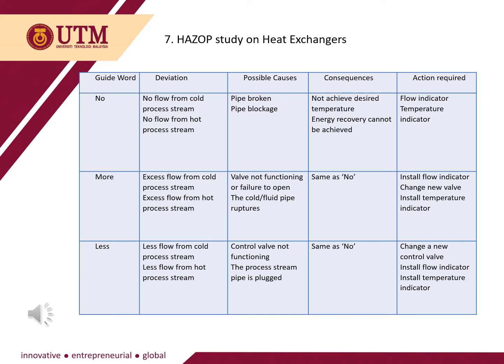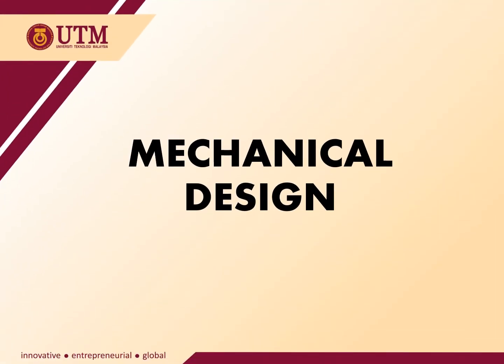What if there's excess flow from the cold process stream and from the hot stream? The consequences are the same as with no flow. So we can install a flow indicator and change to a new valve or install a temperature indicator. If there's less flow from the cold and hot process streams, the consequences are the same as with no flow. We can change to a new control valve, install a flow indicator and install a temperature indicator. Therefore, performing hazard study is very crucial within the chemical industry to obtain safer, more efficient and more reliable plants. Thank you. Next is mechanical design.